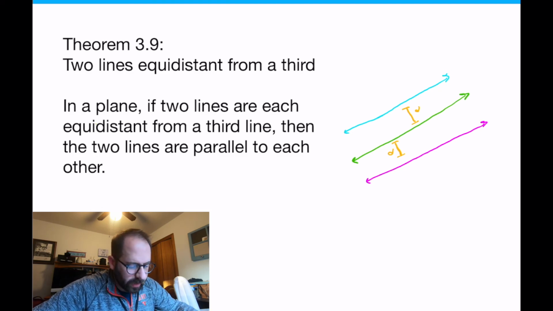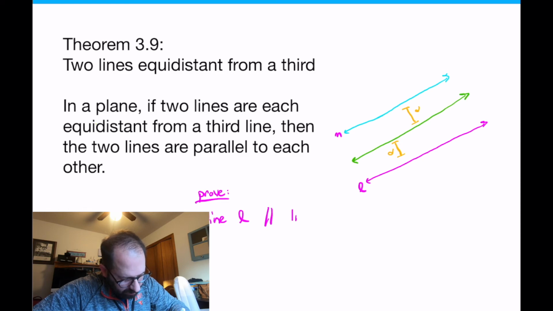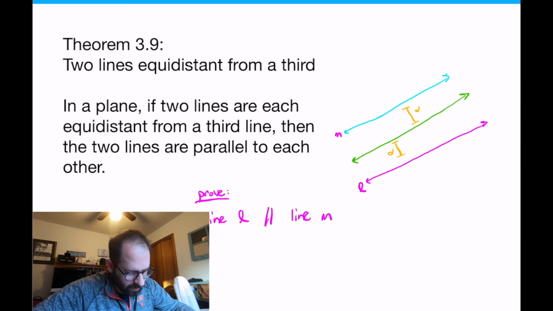The goal here is to prove, and I'll call these lines L and M, I want to prove that line L is parallel to line M. And all we know right now is that the distances are the same from the middle line, wherever that line is.